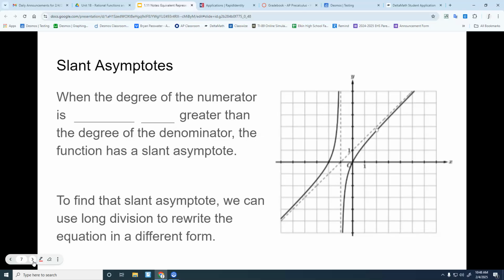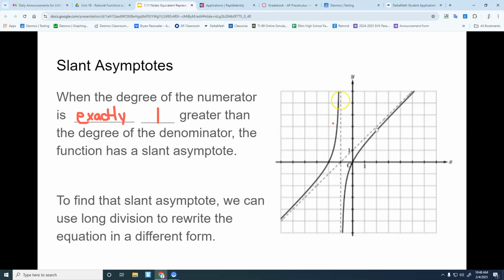Alright, so slant asymptotes. There's only going to be one scenario where your graph is going to have a slant asymptote. So, when the degree of the numerator is exactly 1 greater than the degree of the denominator, the function has a slant asymptote. To find that slant asymptote, we have to use long division to rewrite the equation in a different form for that.